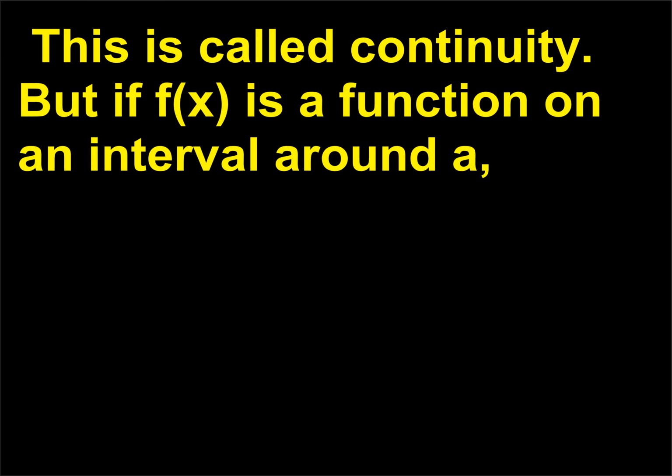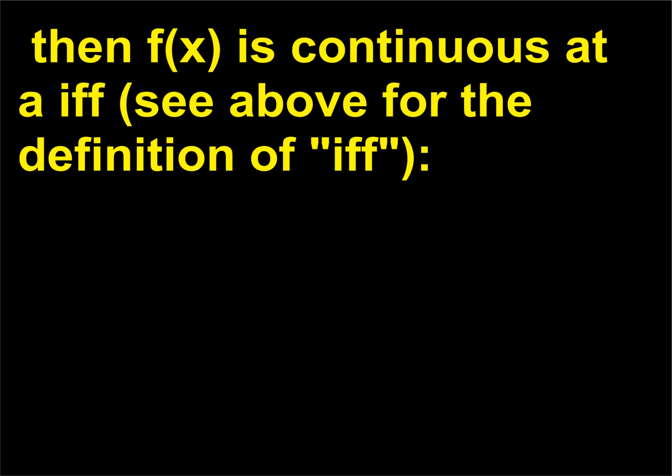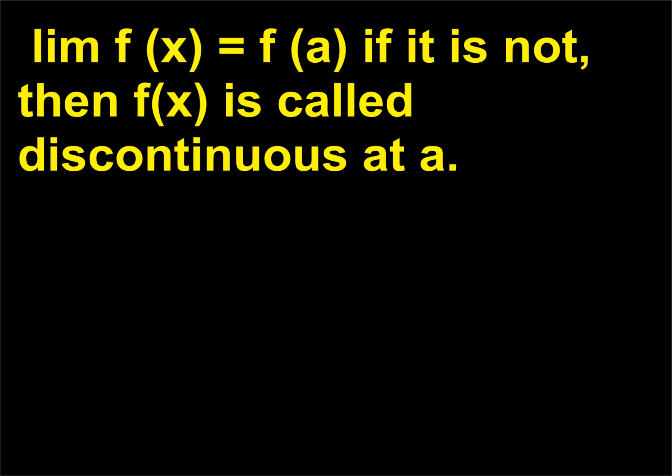This is called continuity. But if f(x) is a function on an interval around a, then f(x) is continuous at a IFF, see above for the definition of IFF, lim f(x) = f(a). If it is not, then f(x) is called discontinuous at a.